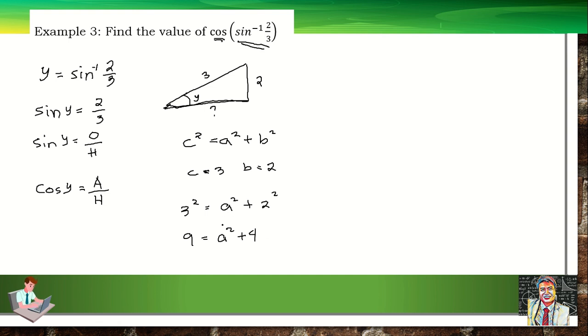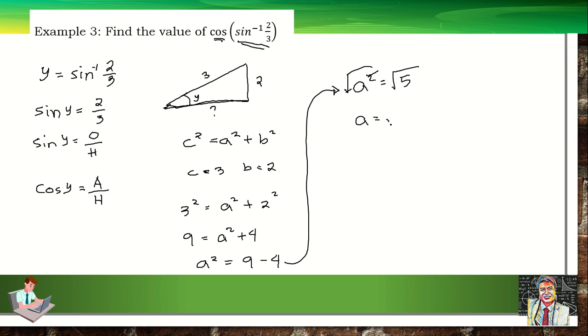So from positive, that will become negative, so therefore a squared is equal to 9 minus 4. By simplifying, this will become 5. 9 minus 4 is 5. Then the value we need is a. Since a squared is 5, square root both sides. So a is the square root of 5. Therefore, this is the square root of 5.